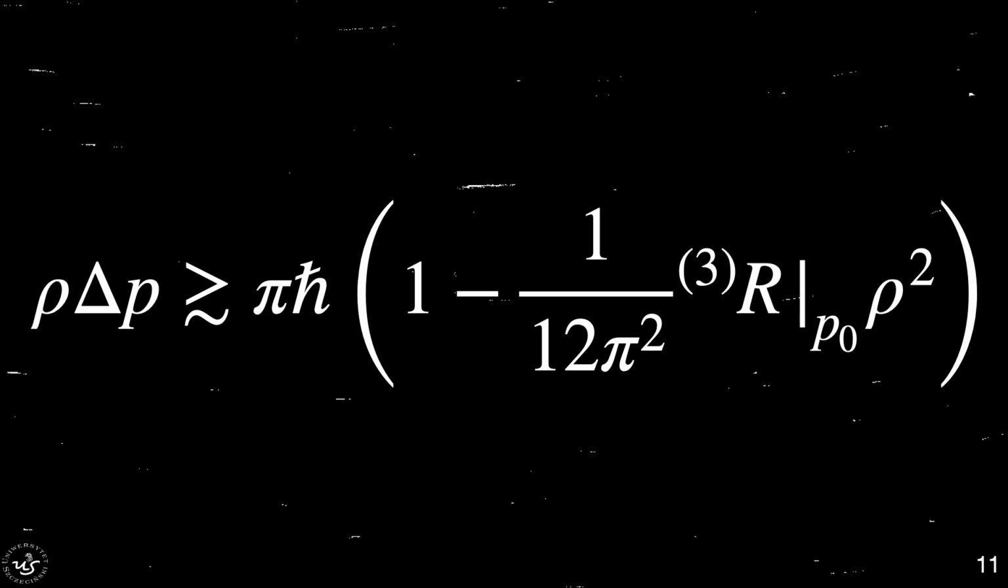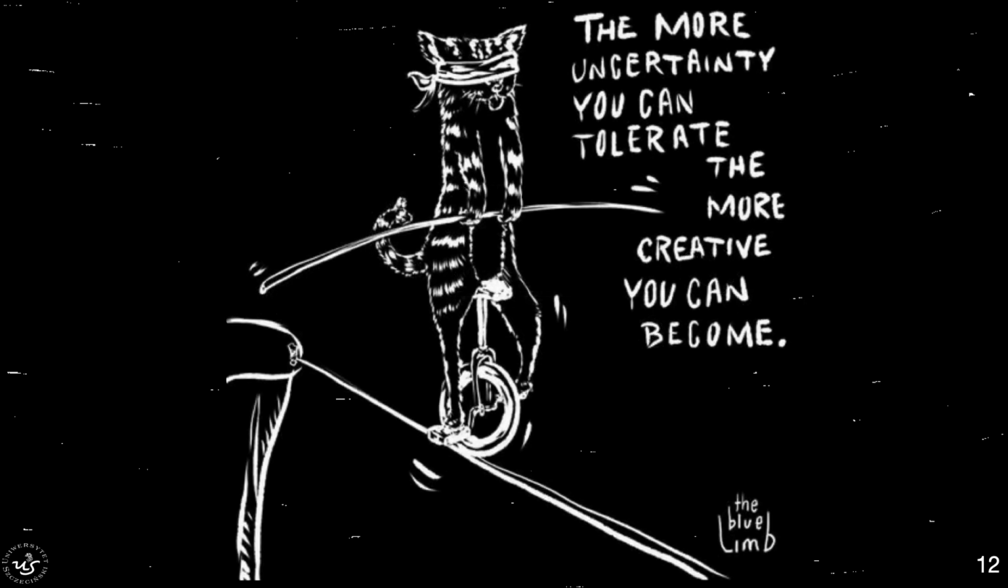Speaking of which, by Born reciprocity, the assumption of curvature in momentum space would immediately yield an analogous generalized uncertainty principle. For the time being, bear in mind, the more uncertainty you can tolerate, the more creative you can become.